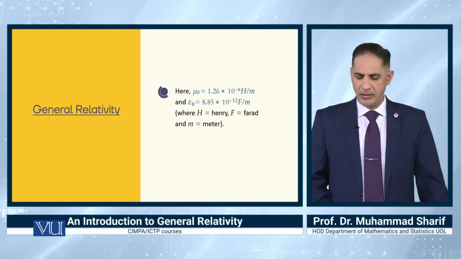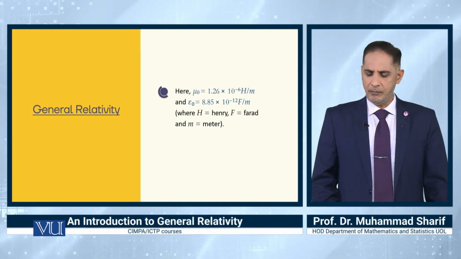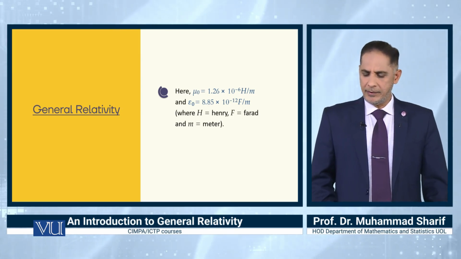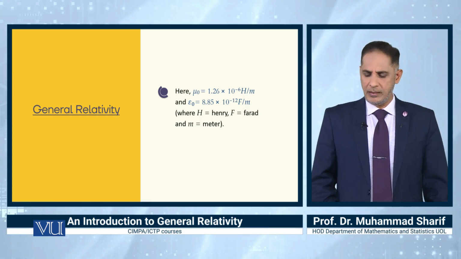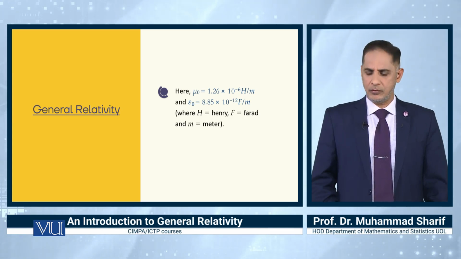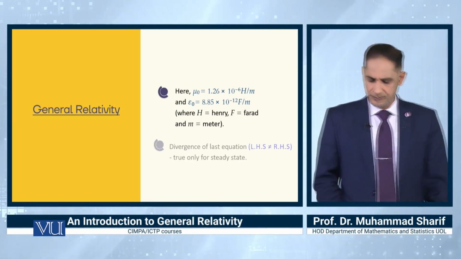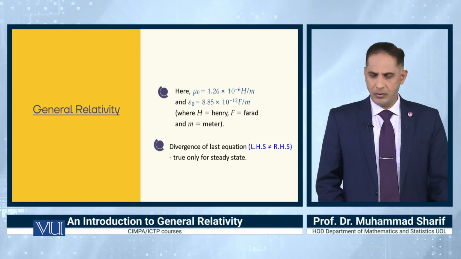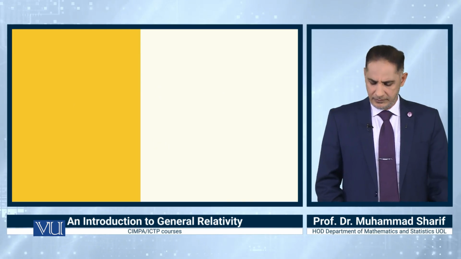Before that, I would like to mention the values of these constants. Mu naught is equal to 1.26 times 10 raised to the power minus 6 Henry per meter, and epsilon naught is equal to 8.85 times 10 raised to the power minus 12 F over m. F stands for Farad. As I have mentioned, the last equation, that is the Ampere law, does not hold in general. This is only for the special case, that is a steady state.